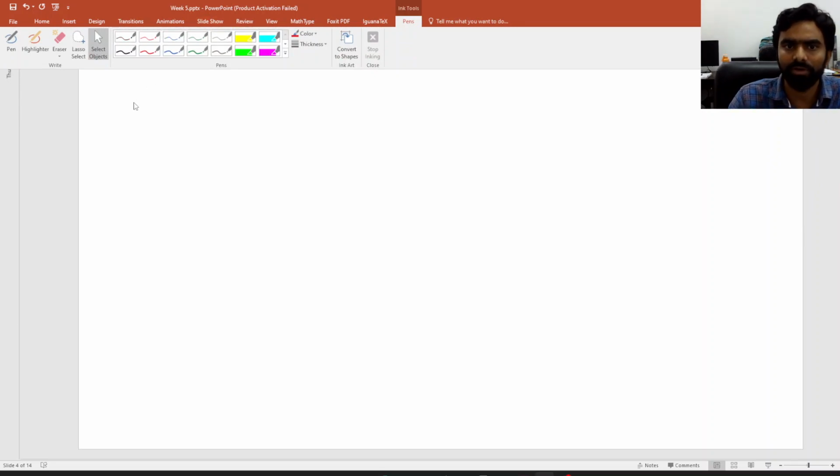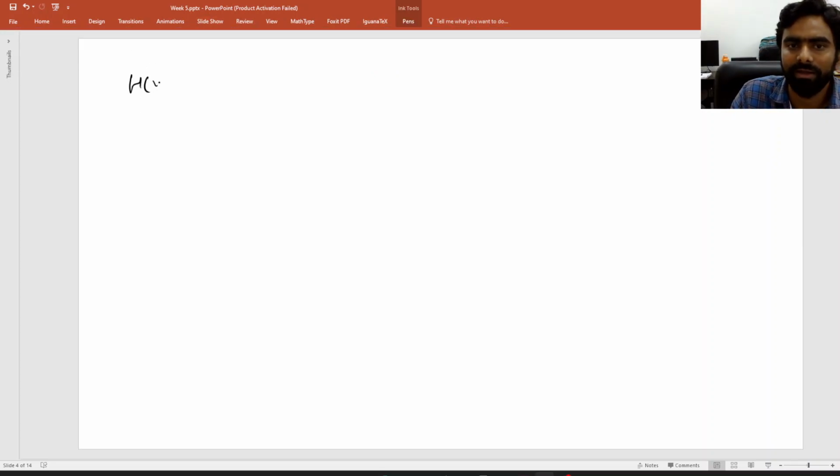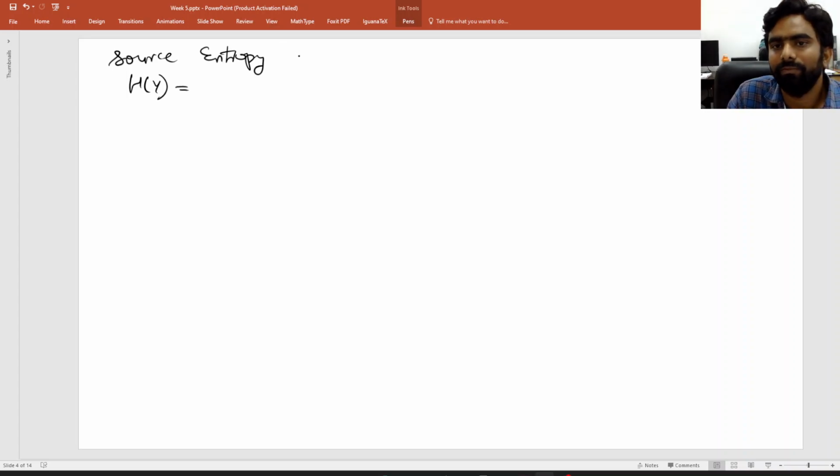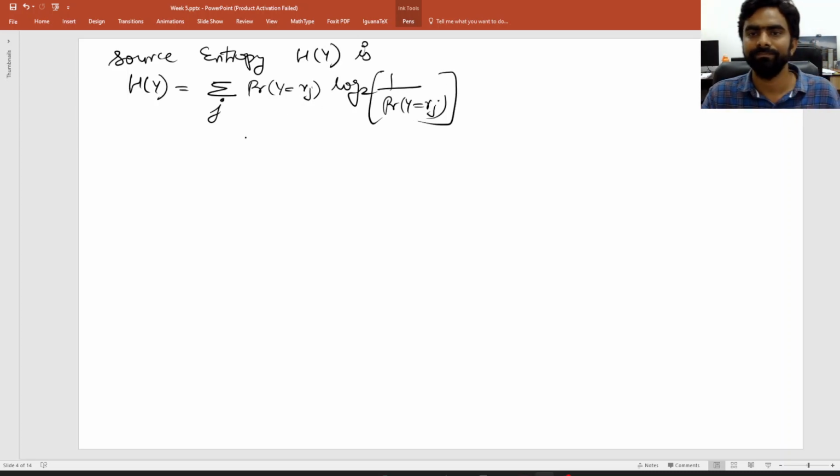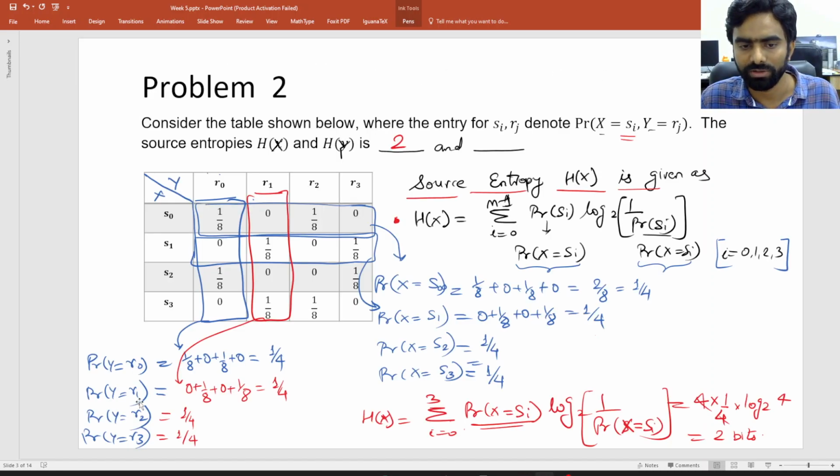For H of y, the source entropy, H of y is sigma over j, where j equals 0 to n minus 1, of probability y equal to r of j times log 2 of 1 by probability y equal to r of j. Again, we have calculated the probabilities for y, r0, r1, r3.